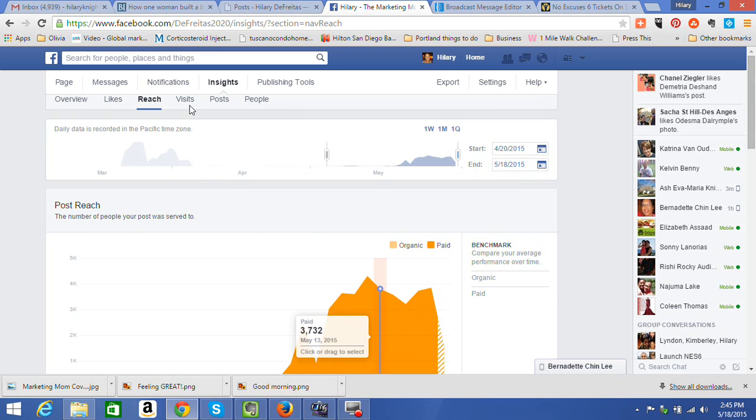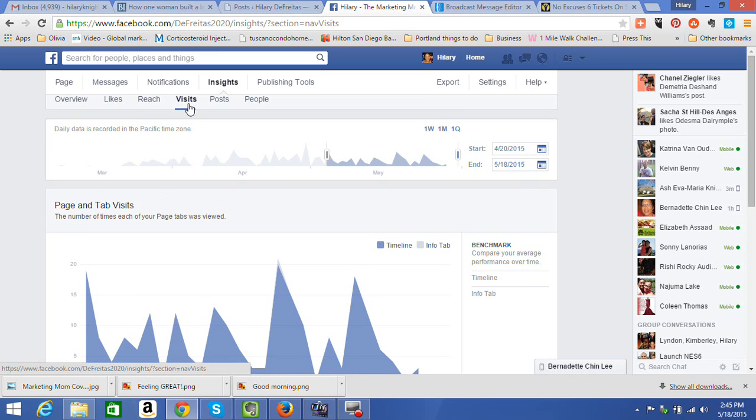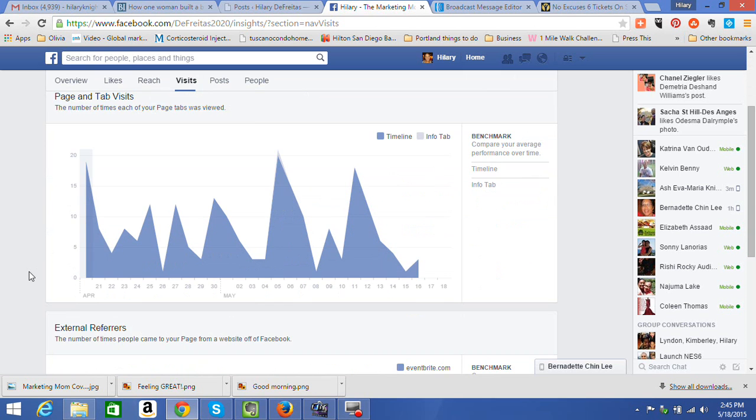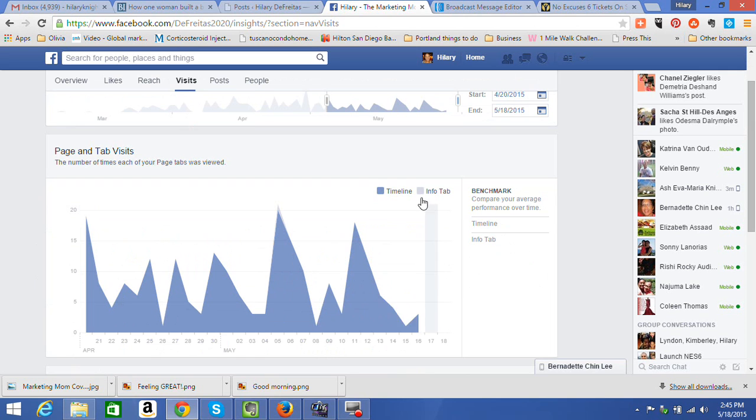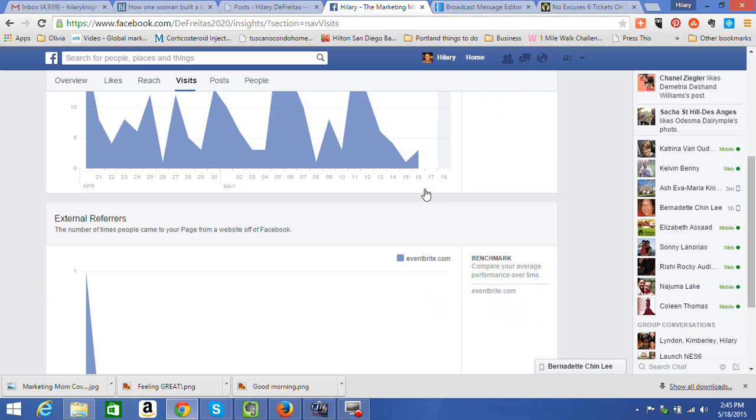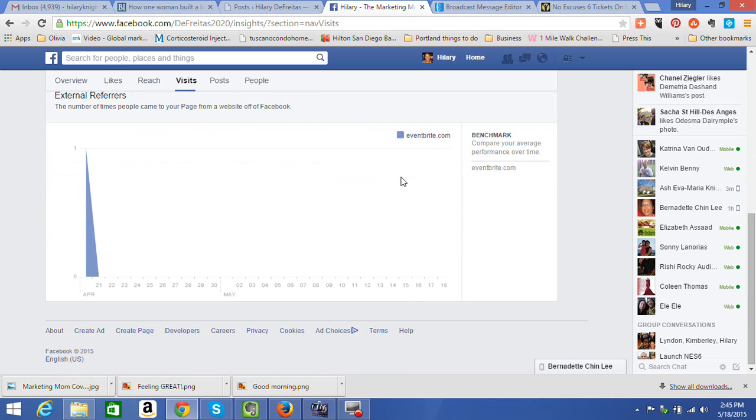Next we're going to look at visits. Visits is basically the people who are visiting and where they are visiting your page from. Are they visiting on the timeline, or on the info tab? This is very basic in terms of where they're coming from, because you want to see how they are getting to your page.